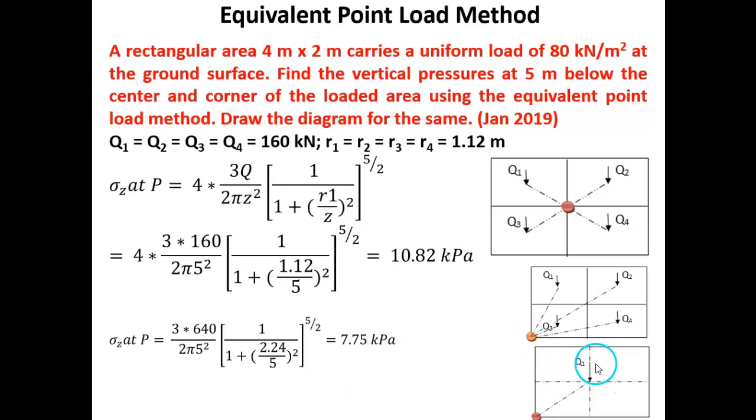We can also take the equivalent point load at the center of this whole rectangle, and then we can take this diagonal distance as the radial distance, and then we can estimate. But if we divide into 4 rectangles, and if we take the radial distances of each point load, we will be getting more accurate value.